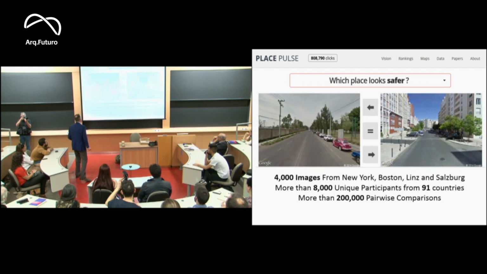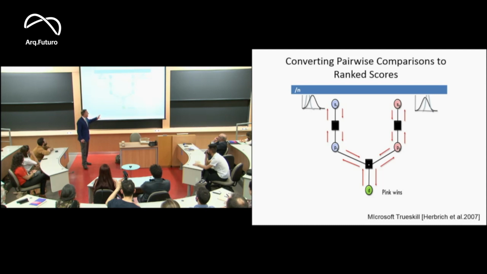They got 8,000 people to just go online and for free click, I like this street, I like this street. Okay? So they start with this database. Then with this, you can feed this into an algorithm. It's like you have a whole bunch of these pairs, and they're playing in a chess tournament. Each streetscape, in some sense, played a chess game with another streetscape, and you see who wins.